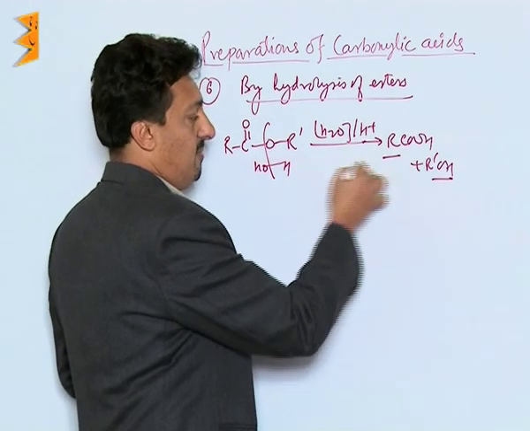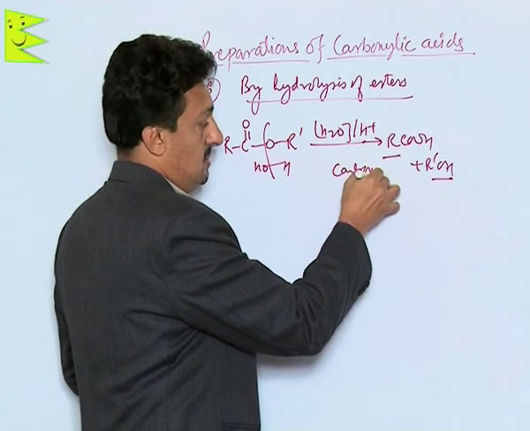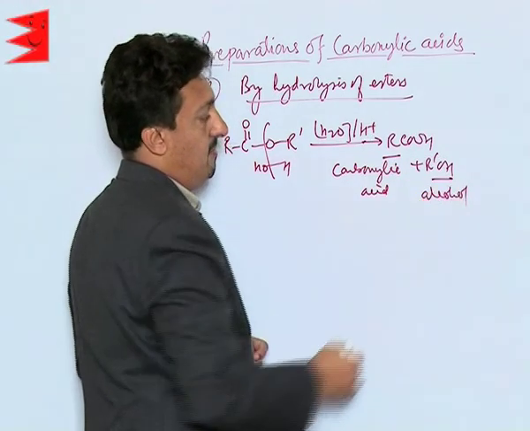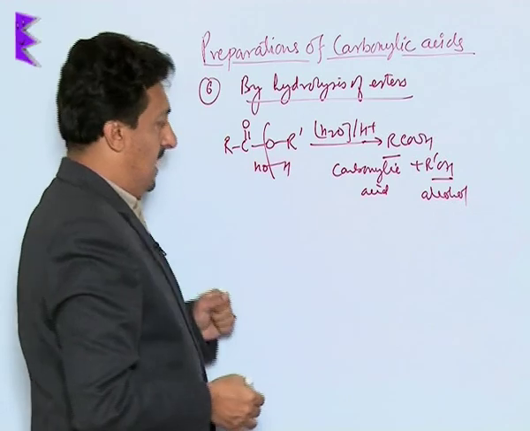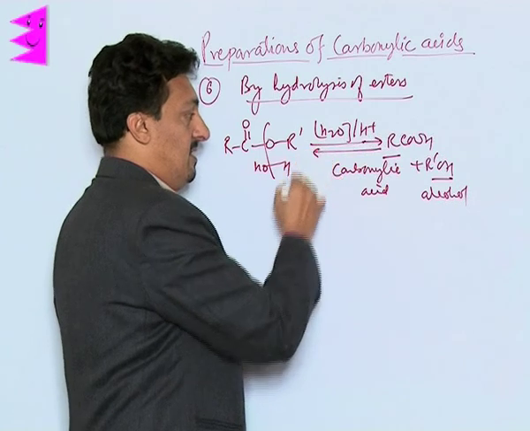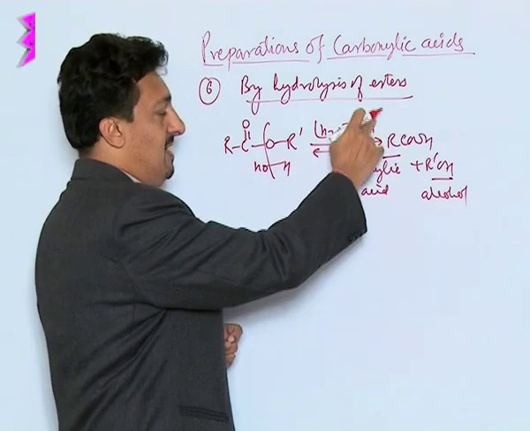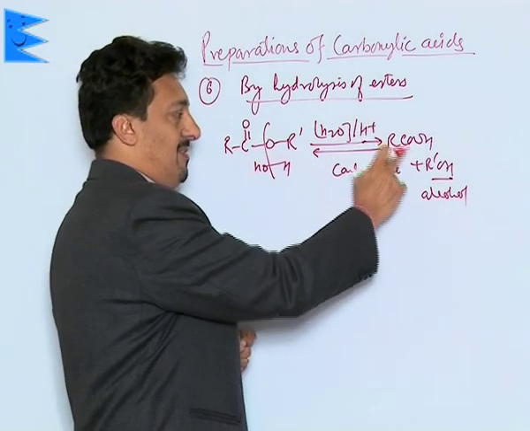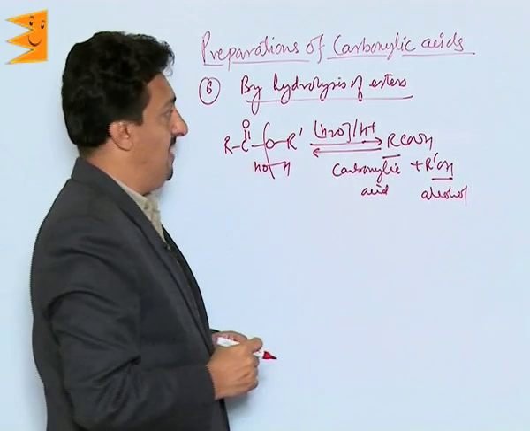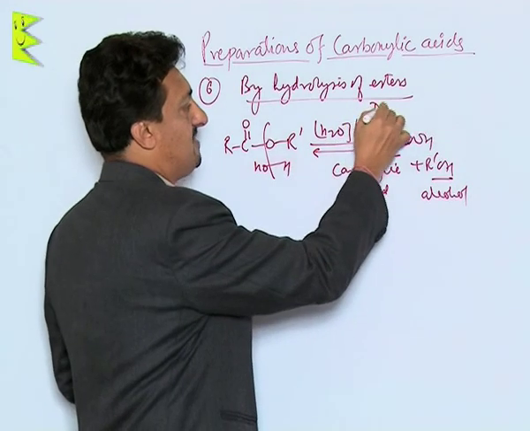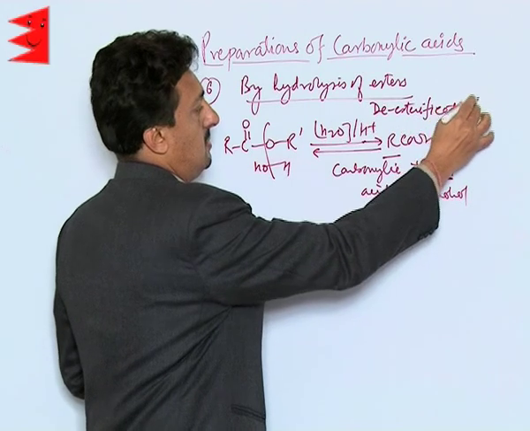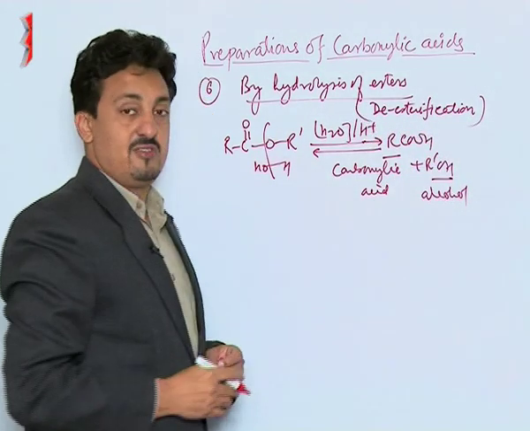So we get what? Carboxylic acid, and we get the alcohol back. Now, this hydrolysis is what? Reversible. It's a reversible reaction because in the presence of sulfuric acid, the carboxylic acid and the alcohol will react back to form the ester. That is why this process is called de-esterification, and the reversible reaction is esterification.